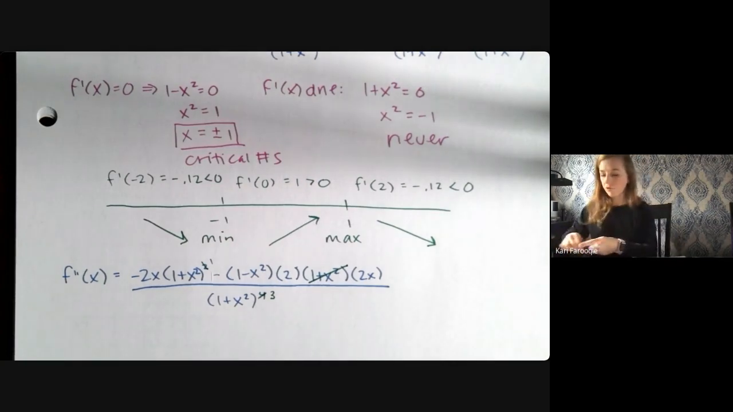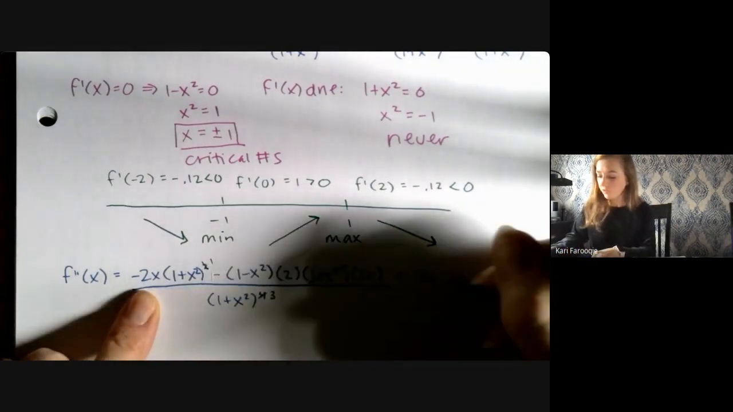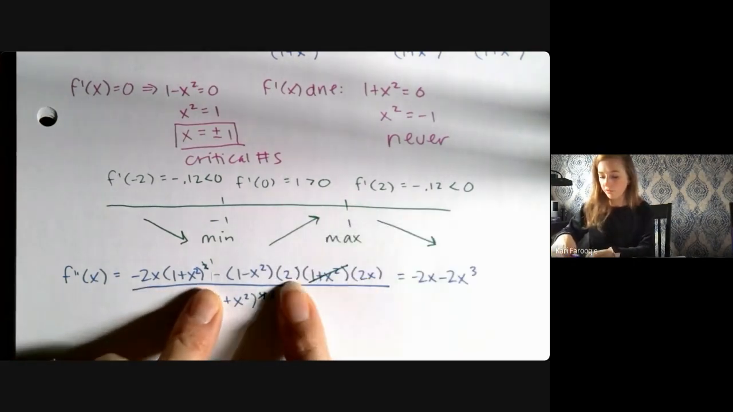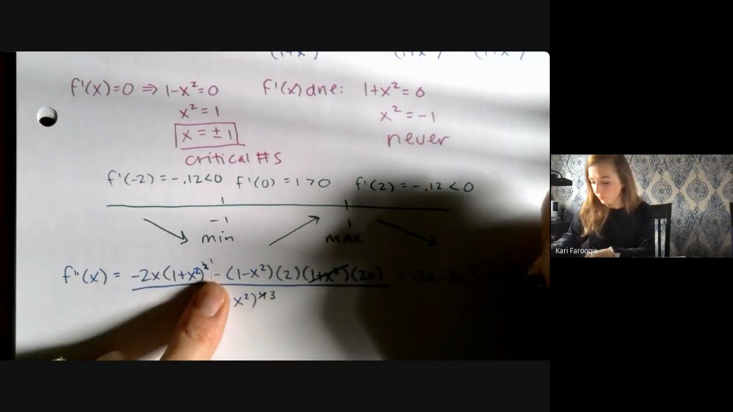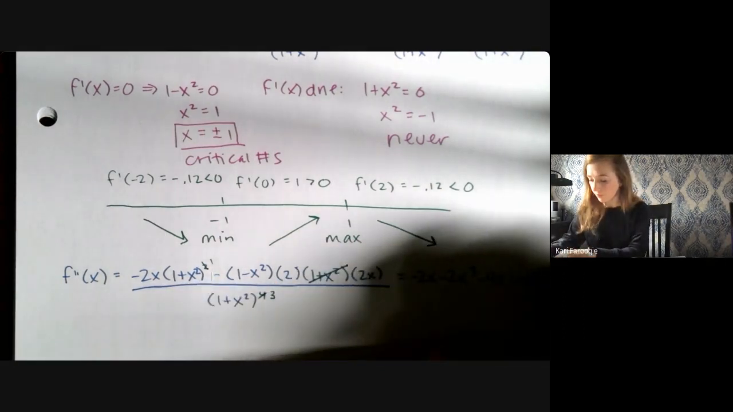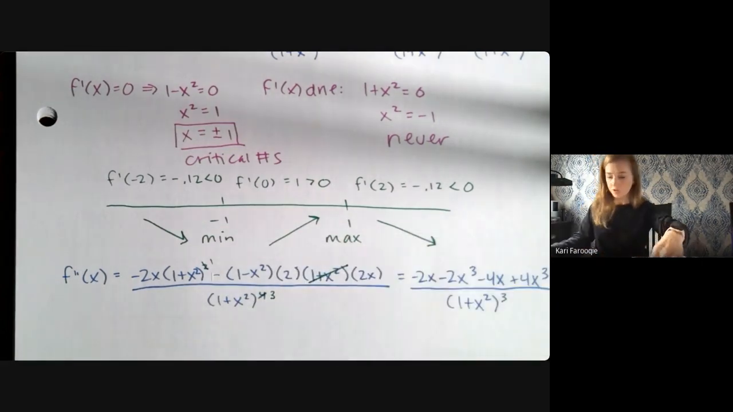So you'll have -2x and then minus 2x cubed. And then we're going to take 4x and distribute it in here with a negative. So this will be -4x. And now a negative times a negative is a positive. So I'm taking a positive and then 4x cubed, divided by 1 plus x squared, quantity cubed. And then we'll simplify that.